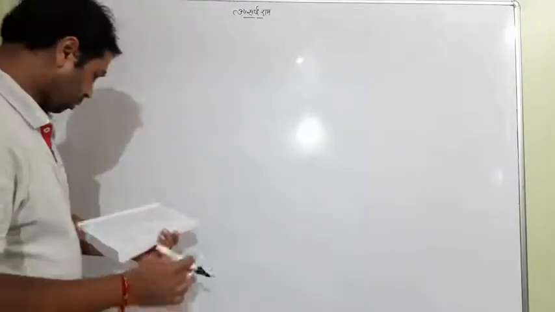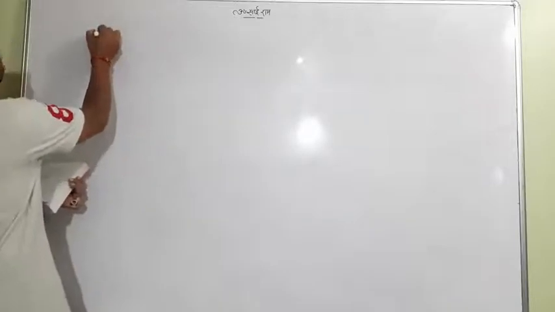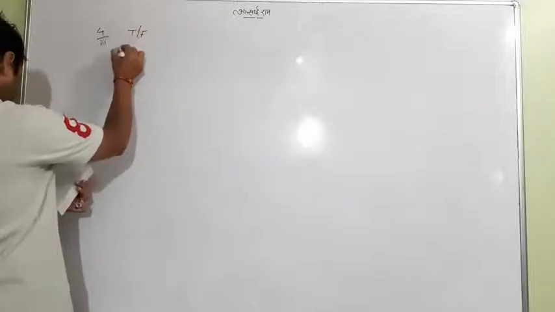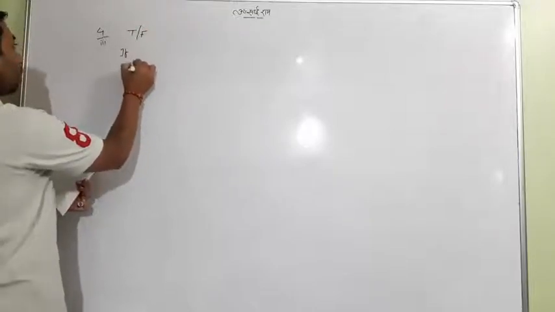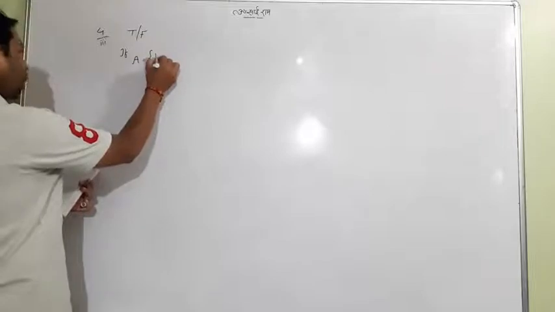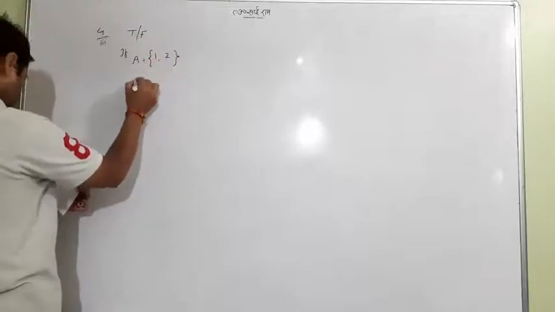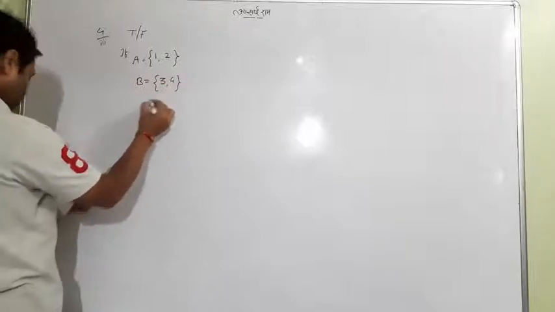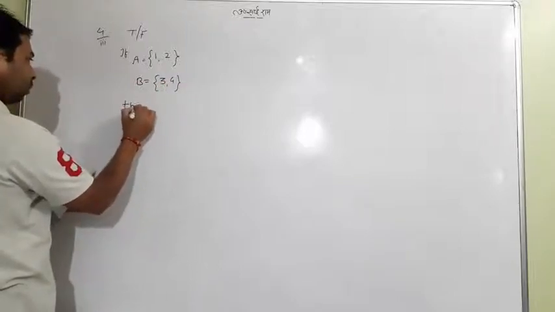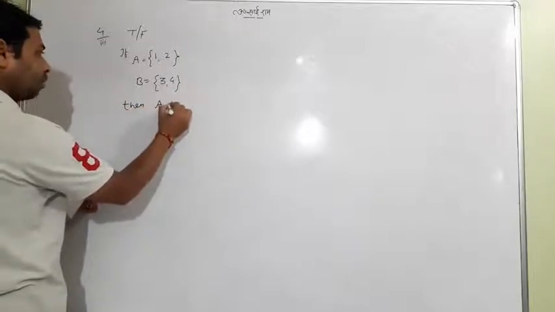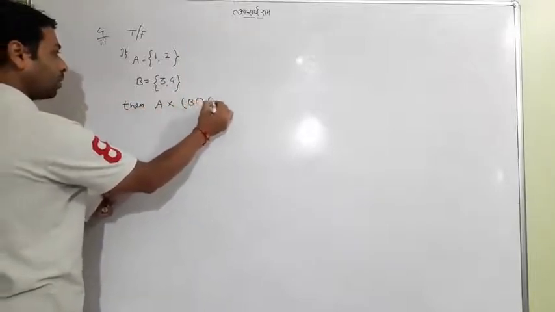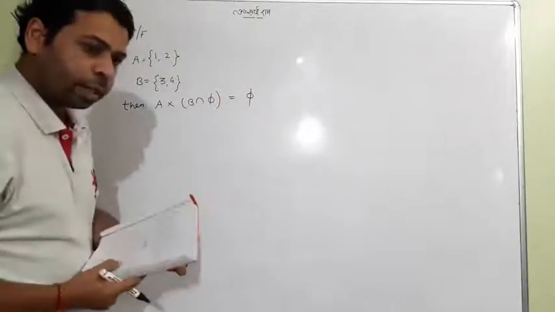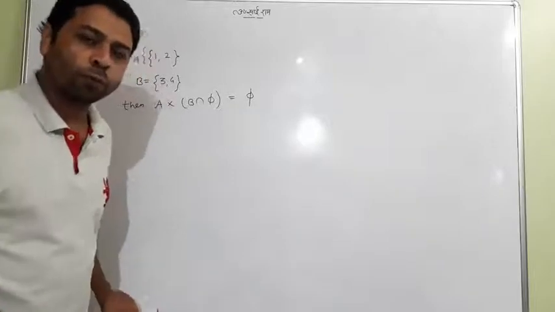Question number four, and see the third, where true or false was asked. If A is equal to {1, 2}, B is equal to {3, 4}, then (A cross B) intersection phi is equal to phi. We just have to tell whether this statement is true or false.